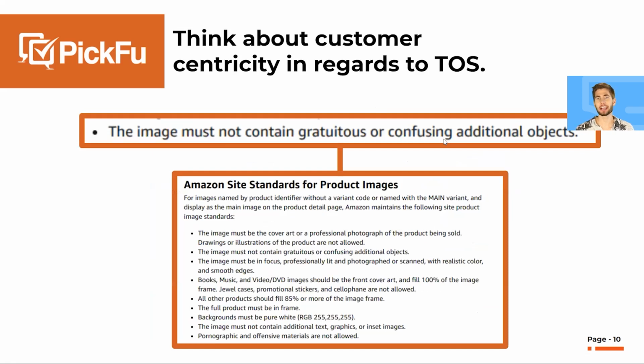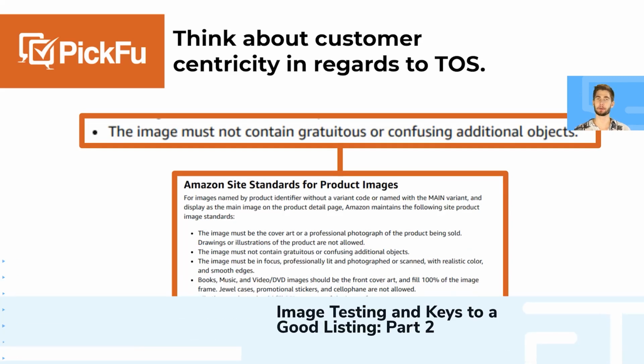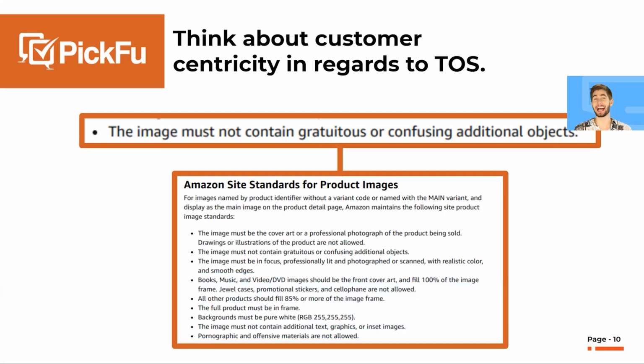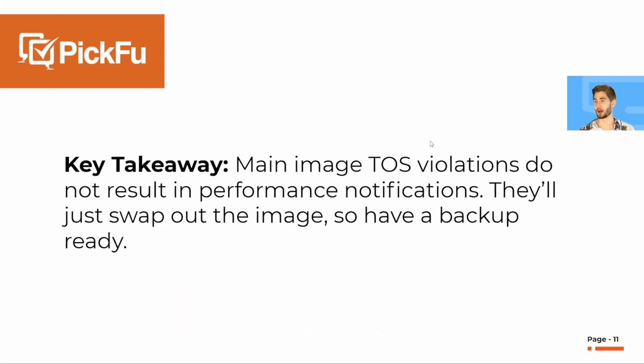Now, when you're just starting out on selling, you're probably likely to get confused on this because if you look at some versions of the terms of service, it's going to say that you can't have additional items. It just needs to be the product on a white background. You might even hear some coaches, some different courses telling you you are only allowed to show the product on a white background. And while that might be true, there's other versions of the terms of service that very clearly and identically say the image must not contain gratuitous or confusing additional objects.